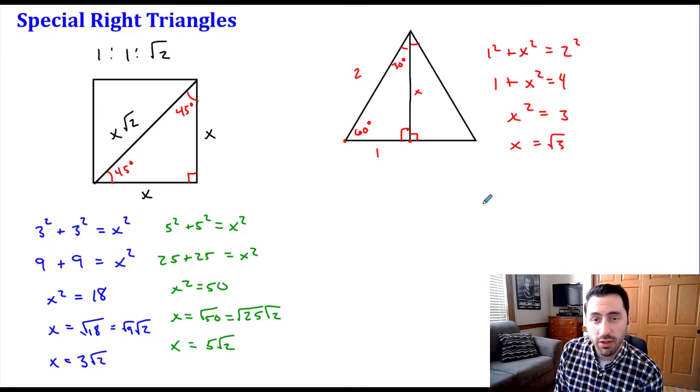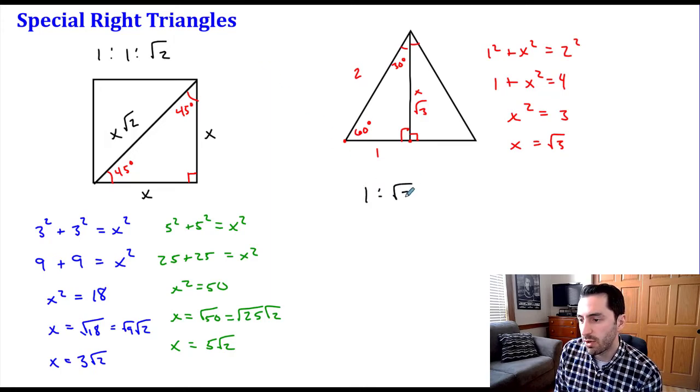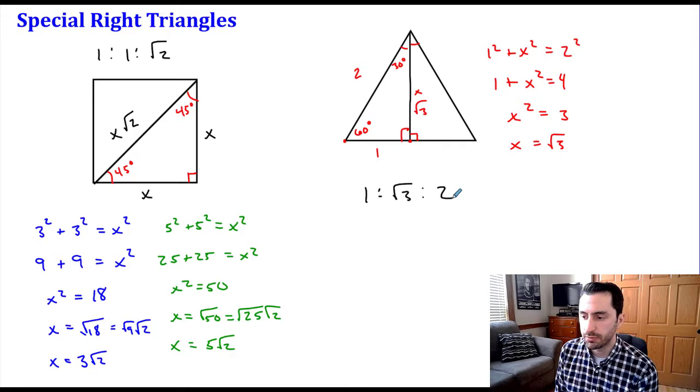And if we were going to do some other examples, we would notice a very similar pattern to what we had for the 45, 45, 90. So this is the square root of 3. So that's our special ratio for this triangle. It's 1 to the square root of 3 to 2.